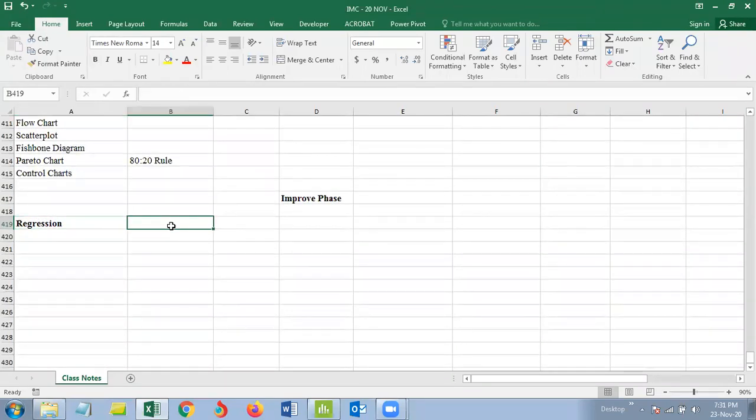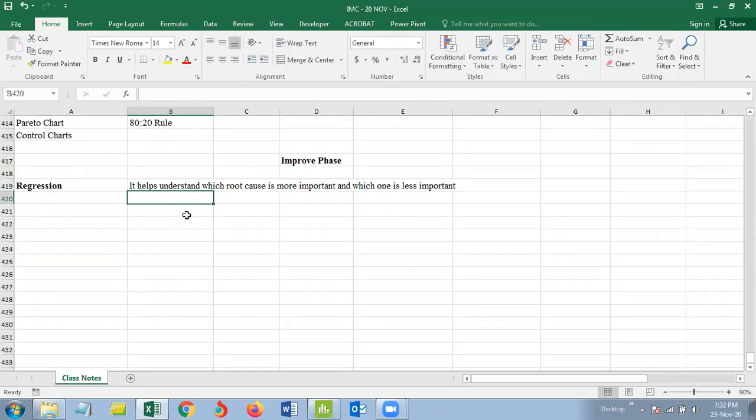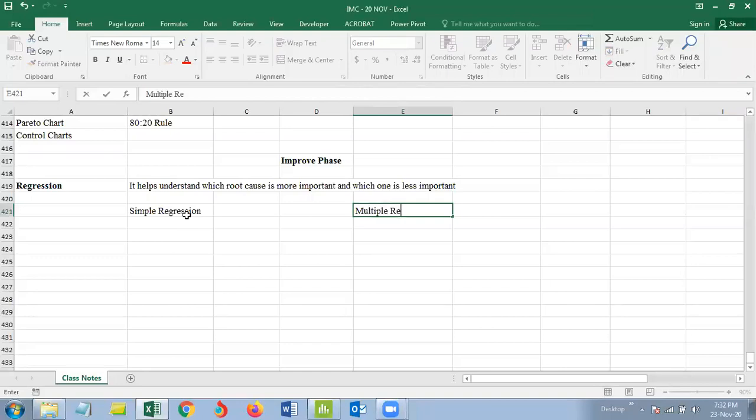Why do we use regression? It helps us understand which root cause is more important, which one is less important. That's as simple as that. That's what it helps you to understand. So in regression, we'll be studying 2 types of regression. One is simple regression, then we have multiple regression. Before we go down to the test and everything, let me explain what information we will be checking when we perform the test.